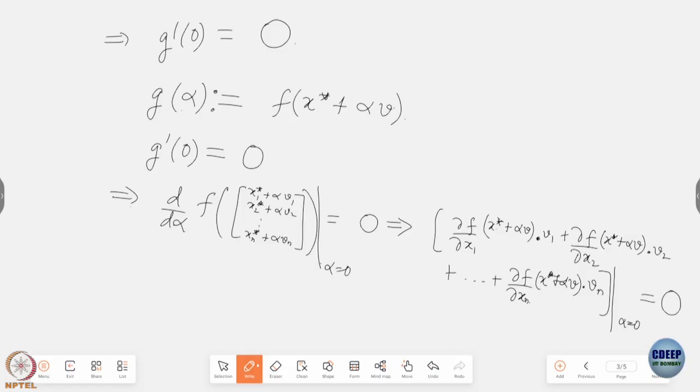But then what is it after all? It's a dot product, right? Dot product between the gradient of f evaluated at x star and the vector v. So this essentially means the gradient of f evaluated at x equal to x star, its dot product with v, must be 0.